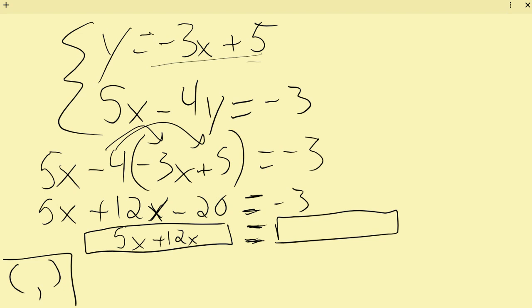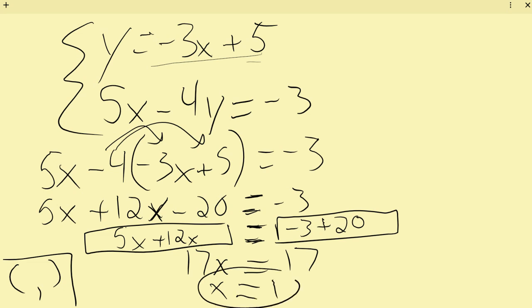So we didn't change the side, so we didn't change the sign. We get 5x plus 12x, and then over here we get negative 3, and we're going to change the sign of that 20. It was negative, it comes over here, comes positive. 12x plus 5x is 17x. Negative 3 plus 20 is 17. And Hercules, which number times 17 gives you 17? Yeah, if you said 0, I was going to be upset. x equals 1.